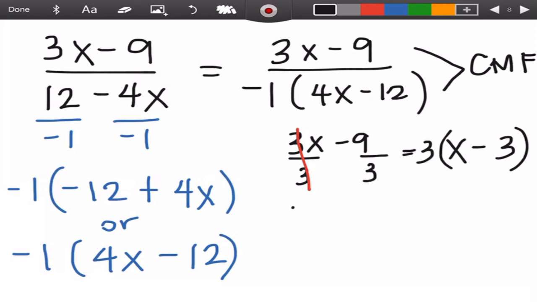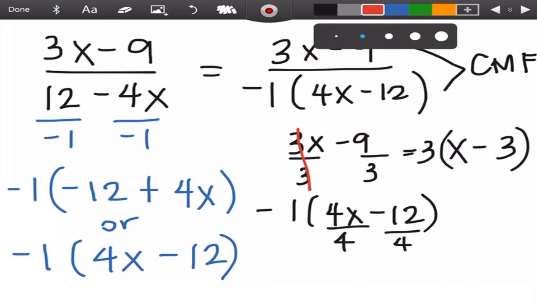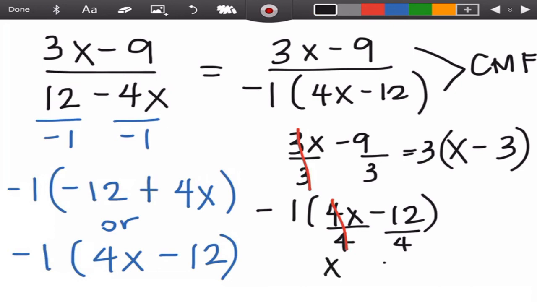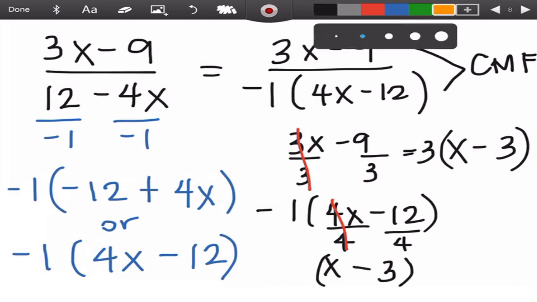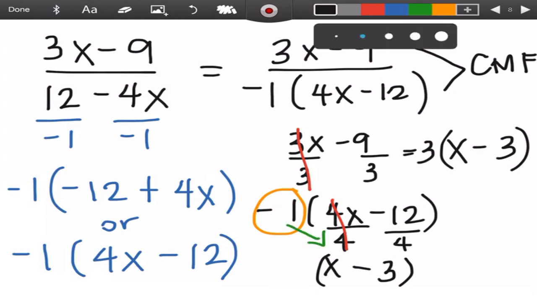And then let's have the denominator. Negative 1 times 4x minus 12. So we will divide them by 4. So 4 divided by 4, that will become 1. Copy x. 12 divided by 4, that is 3. Copy the sign of the given, minus. And then don't forget to write your CMF 4. But we have negative 1 here. So we will multiply negative 1 and 4. So that will become negative 4.